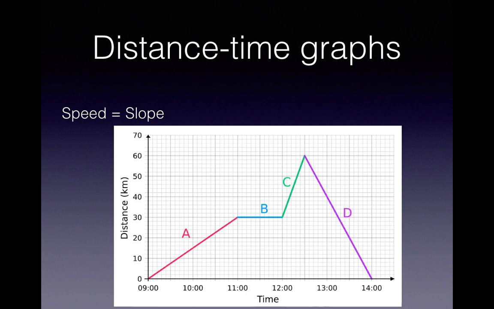So the journey described in total would be, if you started from home, you walk away from home for 2 hours, you then stop for an hour, you walk further away from home for half an hour, and then over the next hour and a half, you're in section D, so you travel back home for the next hour and a half.